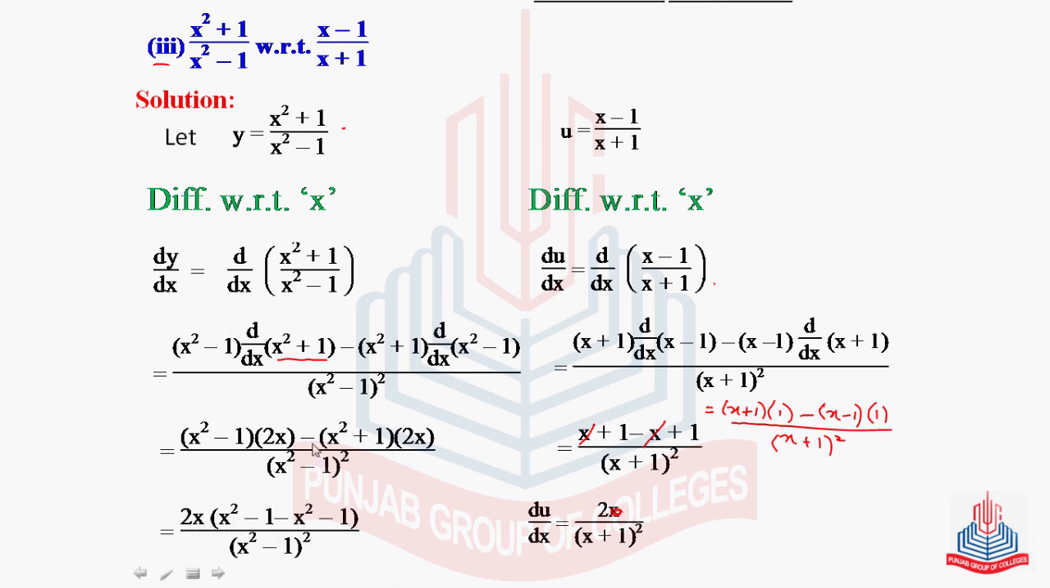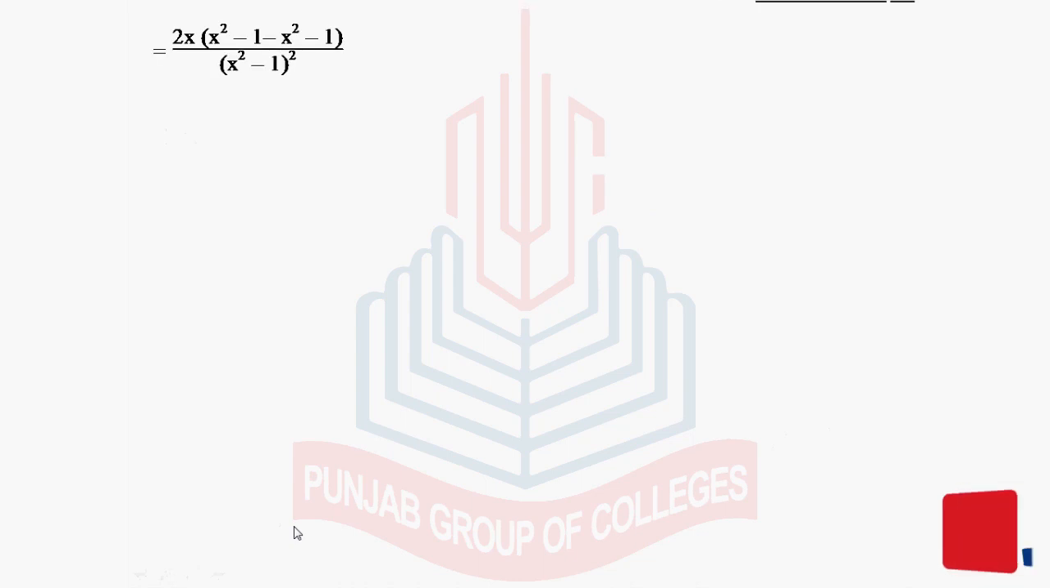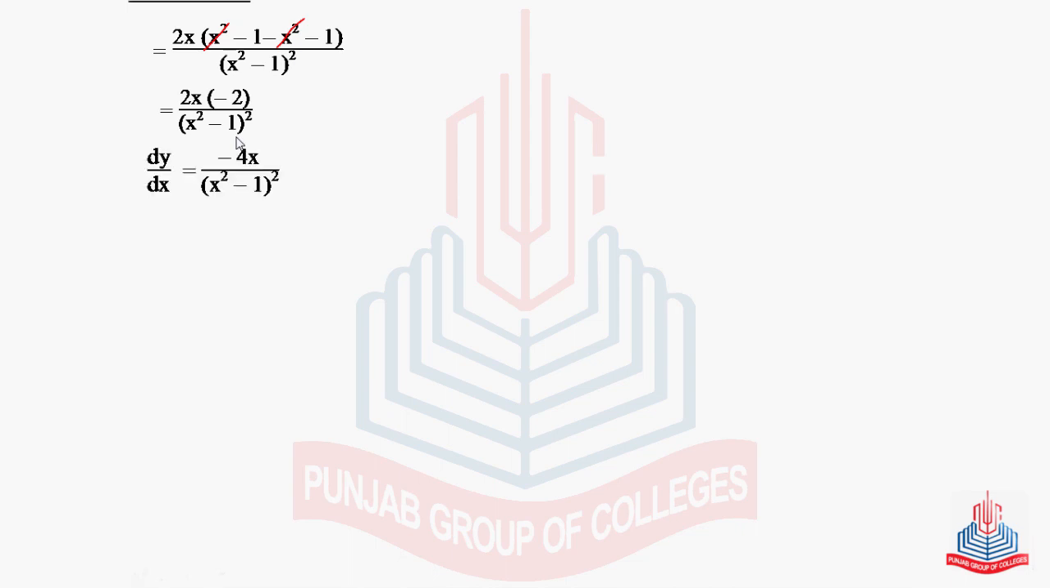2x will be the common factor from both of these two terms. So the remaining portion will be x square minus 1 and minus x square minus 1, and this x square will be cancelled out. By cancelling this x square, we have minus 2x divided by (x square minus 1) whole square. So our required dy by dx will be minus 4x divided by (x square minus 1) whole square.